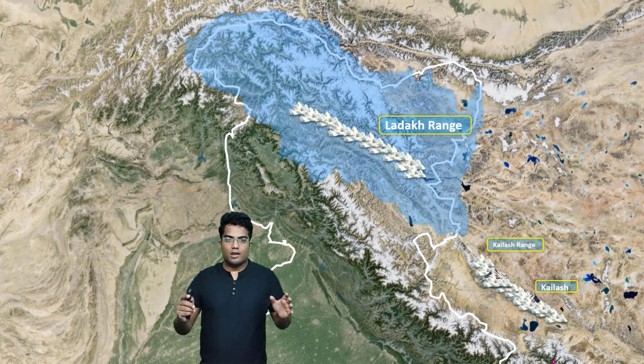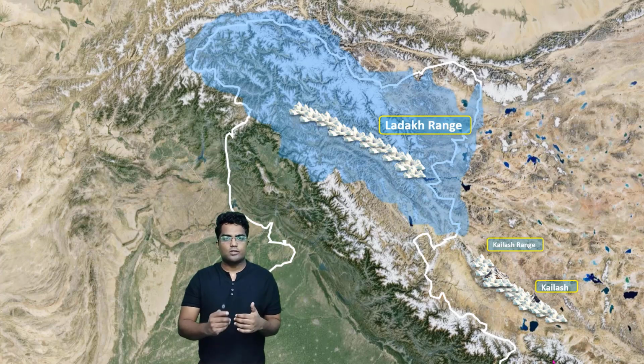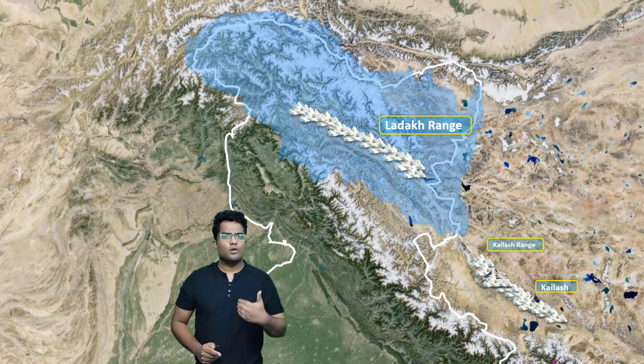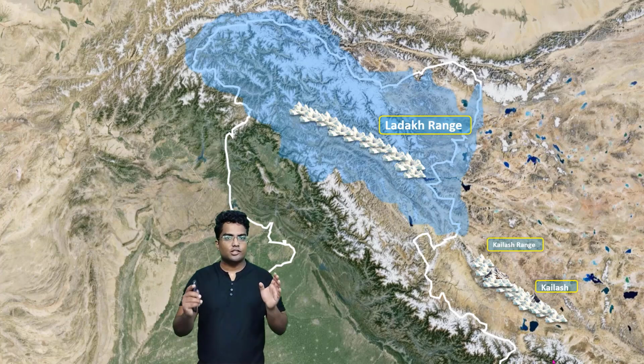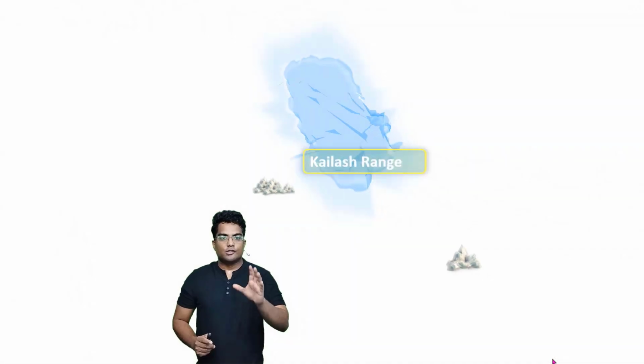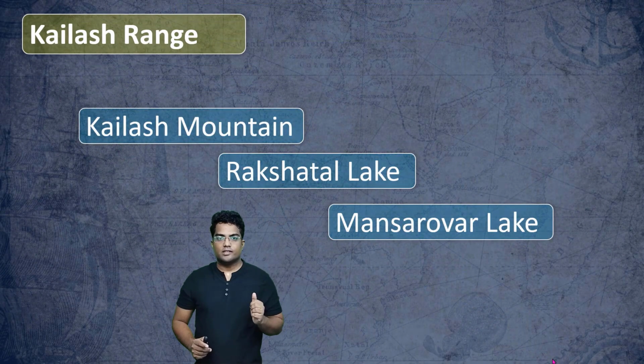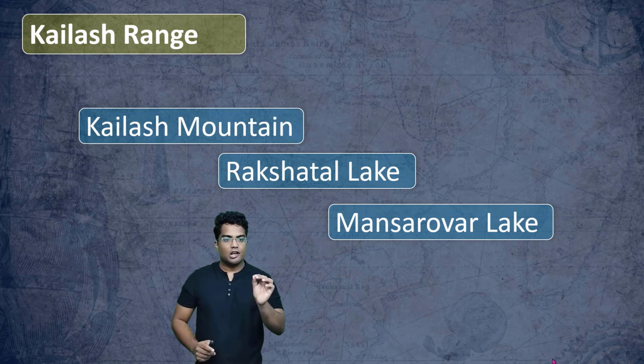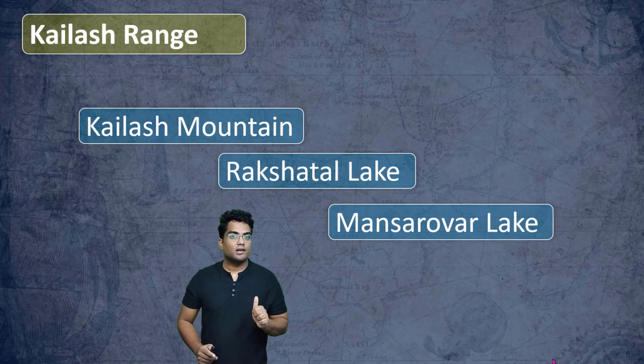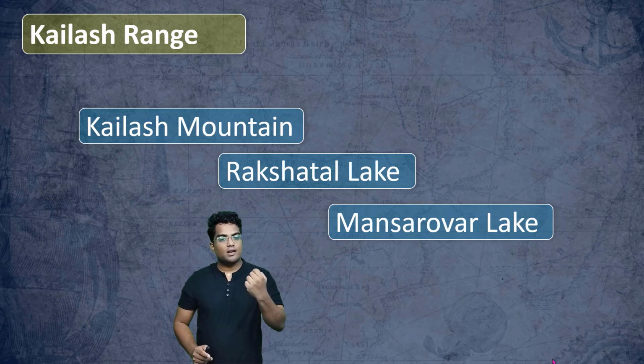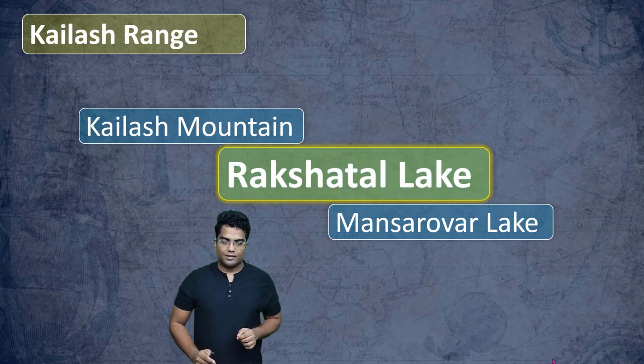So clearly now you can easily locate where Mount Kailash is and where lake Rakshastal and lake Mansarovar are. If you are not able to process lake Rakshastal or lake Mansarovar, I will help you. So let's focus on them. As I mentioned, we are going to discuss three structures located in the Kailash range. The first one we have discussed is the Kailash mountain. The second one is Rakshastal Lake, and the third one will be Mansarovar Lake. Let's discuss the Rakshastal Lake.